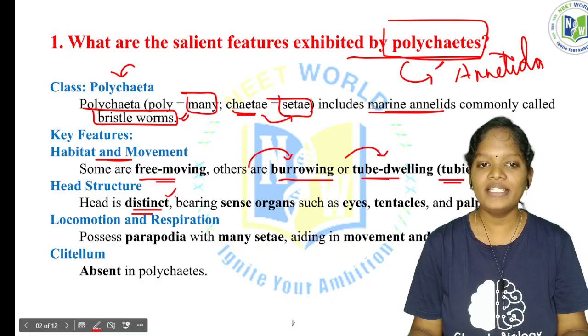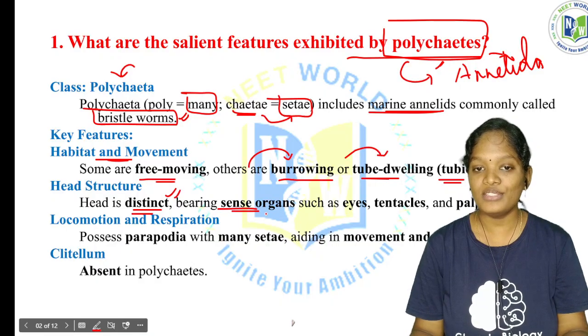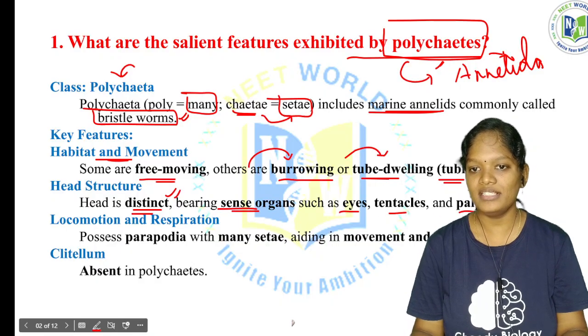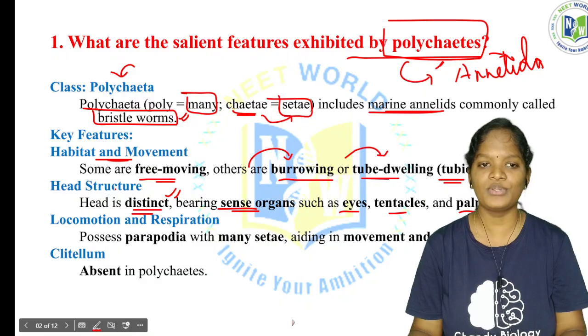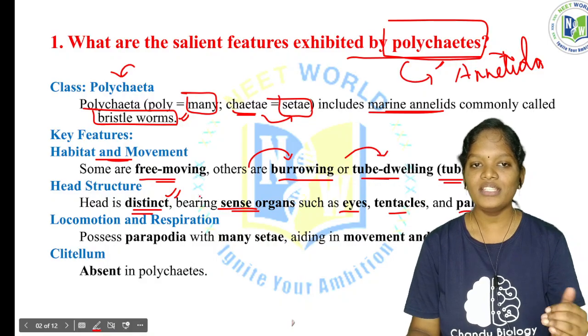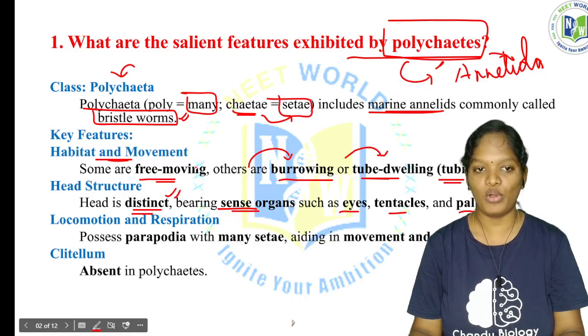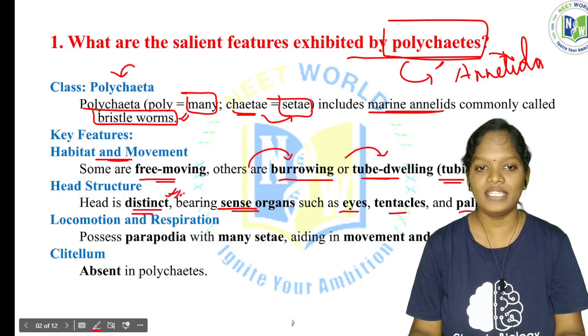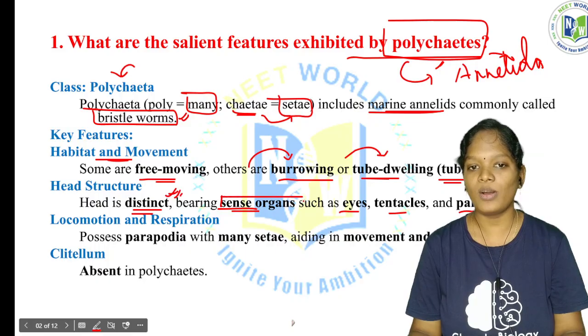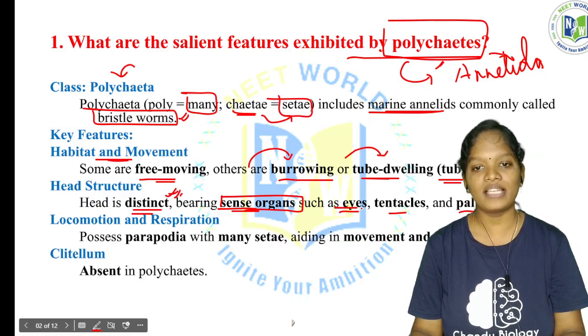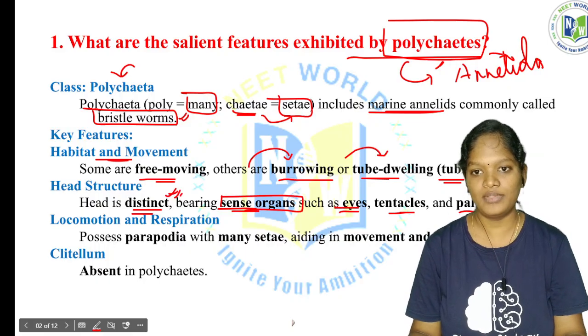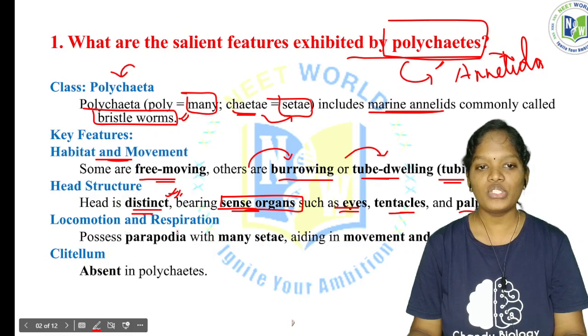So here the head is distinct, bearing sense organs such as eyes, tentacles and palps. These are other characteristic features of the worms placed under the class polychaetes. Here the head is distinct and it bears sense organs. What are the sense organs? Eyes, tentacles, palps.